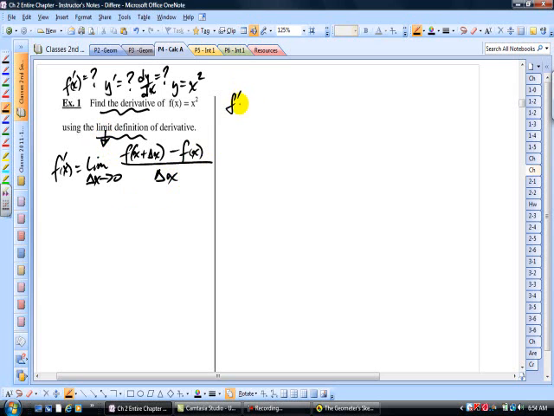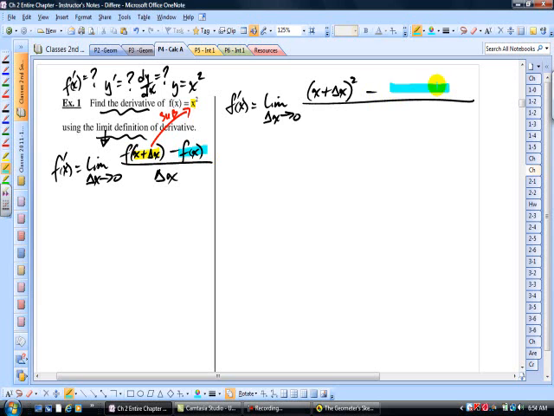Okay, so let's start. Here we go. f prime of x is going to be equal to the limit as delta x approaches 0 of the function evaluated at x plus delta x. So what I need to do is take this right here and substitute it into our function. That's all it means. So we're going to take x plus delta x and square that, minus the function itself. So we subtract the function itself, and that's x squared, all divided by delta x.